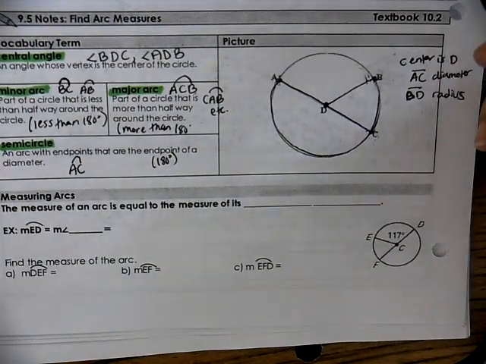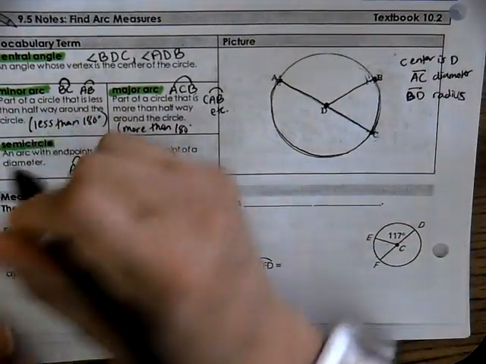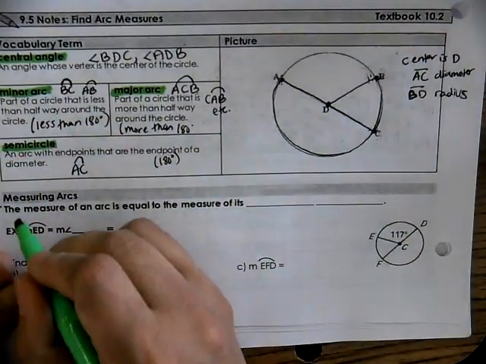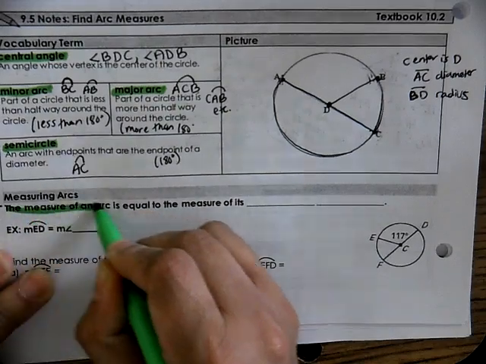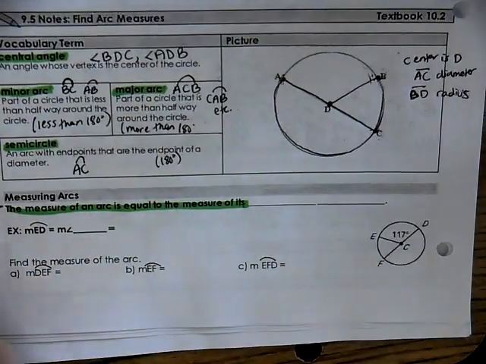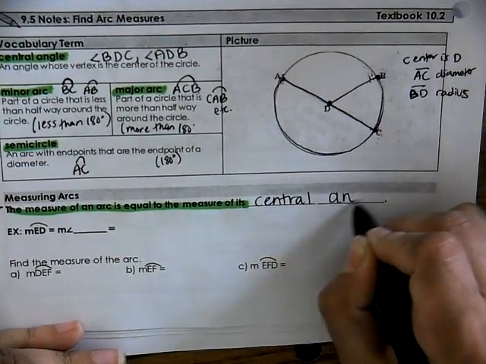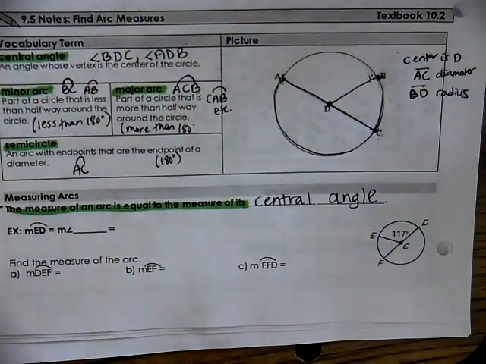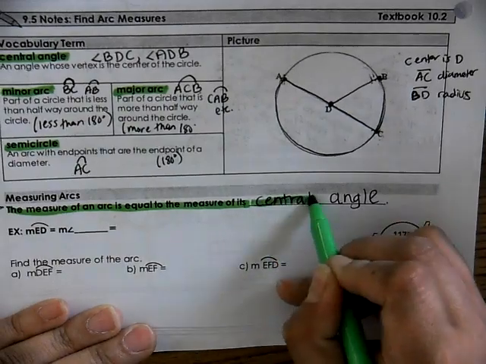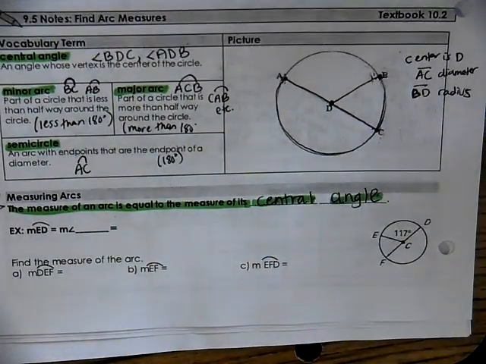Well, there's one more piece of info that is very important right here. It says the measure of an arc is equal to the measure of its central angle. So what we just saw above was this name called a central angle, and I'm highlighting this because it's really that important.